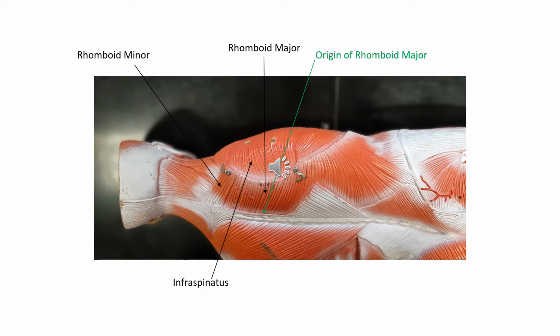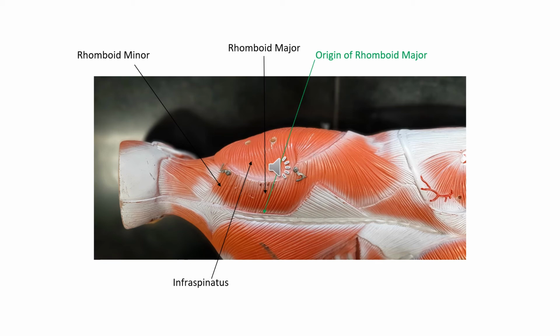This is the rhomboid major. Its origin is at the spinous processes of vertebrae T2 through T5. Its insertion is at the medial border of the scapula. The actions of the rhomboid major are to fix the scapula to the thoracic wall and to retract and rotate it to depress the glenoid cavity.